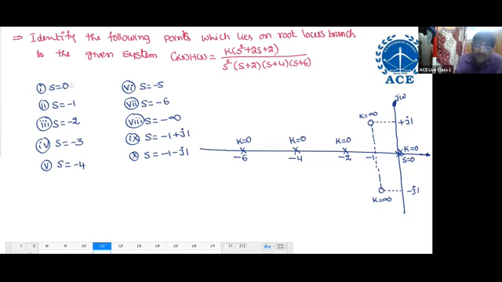0 is on root locus only. Why? Because where does a root locus branch start? At poles. A root locus branch starts at a pole and ends at a 0. It starts at k equal to 0 and ends at k equal to infinity. Branch starting point is a pole, branch ending point is a 0.